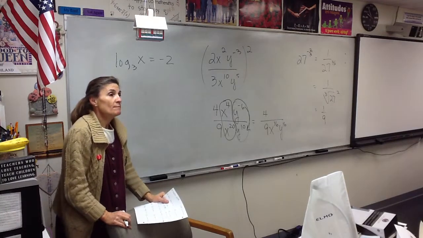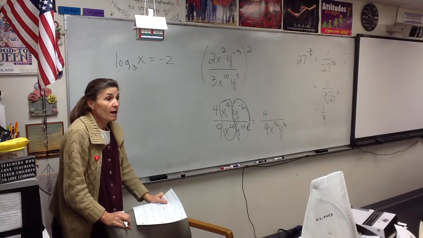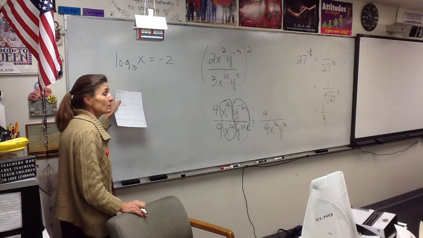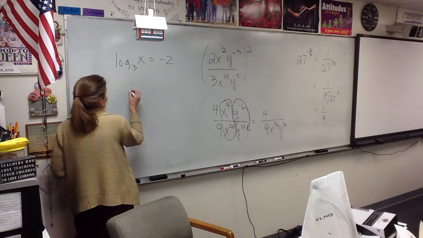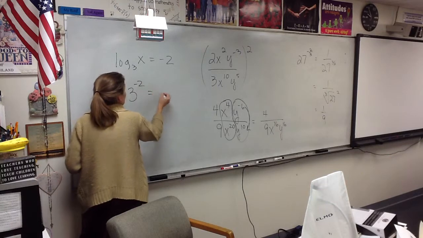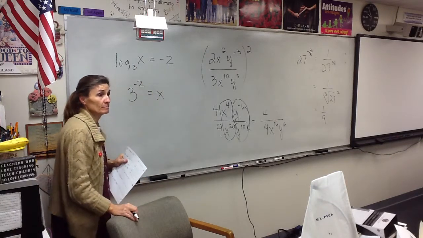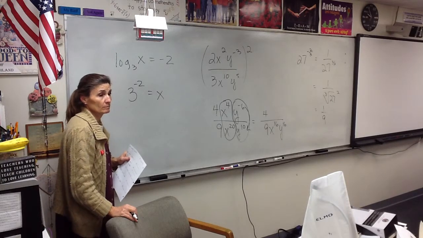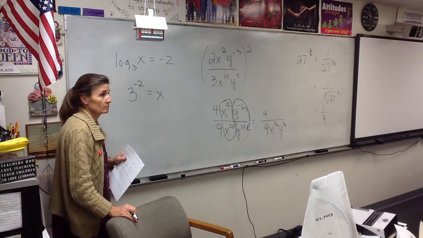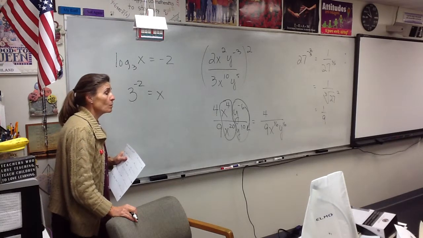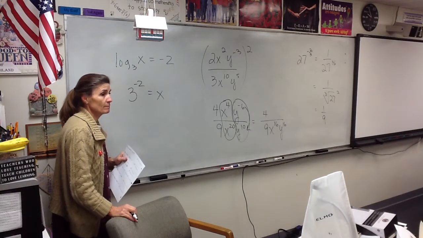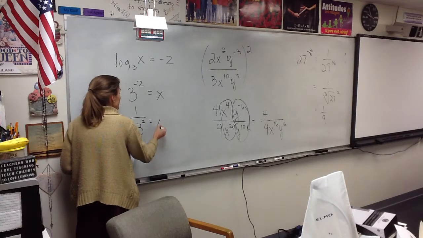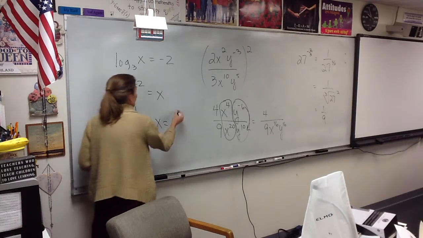Now this one is like the first one, kind of, the first question. You're going to rewrite this, and how will this get rewritten? 3 to the negative 2 equals x. What does 3 to the negative 2 mean? 1 over 3 squared. Oh my goodness, what's the answer to this question? 1/9.